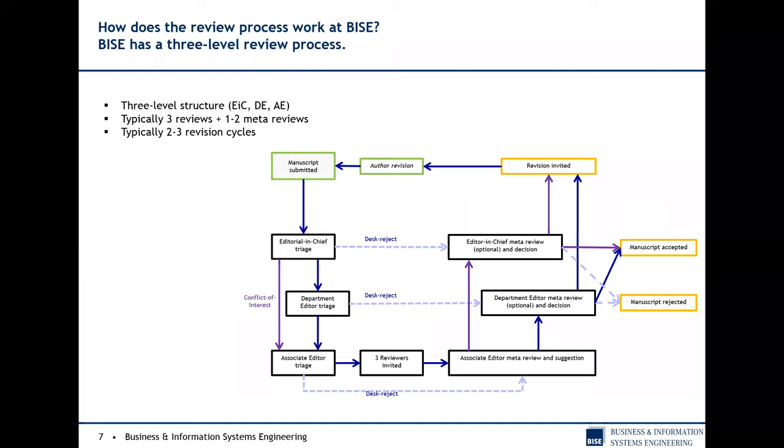After this review cycle has been finished, there will be a meta review that will be added by the associate editor, and it will again be looked at from the department editor side as well as the editor-in-chief side, and potentially then be subjected to a revision round. What we aim for at BISE is to keep the number of revision cycles low. The goal is not to go beyond three cycles. On the one hand, to give the authors a fair chance to improve the quality of the manuscript, but also not to keep them working indefinitely on finally getting a manuscript in.